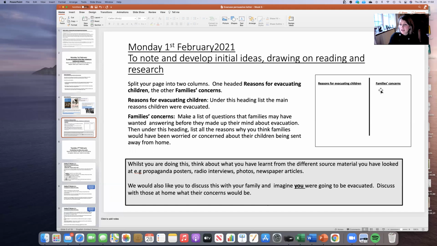So on this side here, write a list of questions that the families might want answering. And then under this, you can also put the reasons why you think the families will be concerned. So that is what you need to do. This is all getting your ideas together, ready for your planning, which will happen tomorrow. So look forward to seeing your work when it comes through. Please do share it with us. We have been enjoying seeing your work on a daily basis.